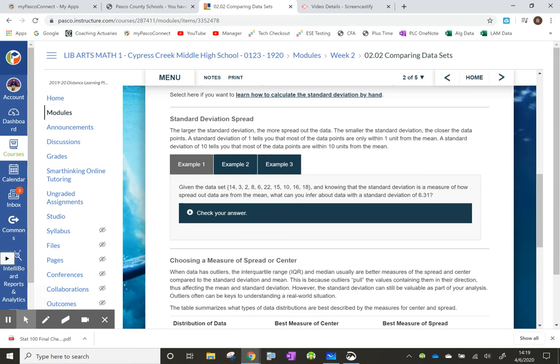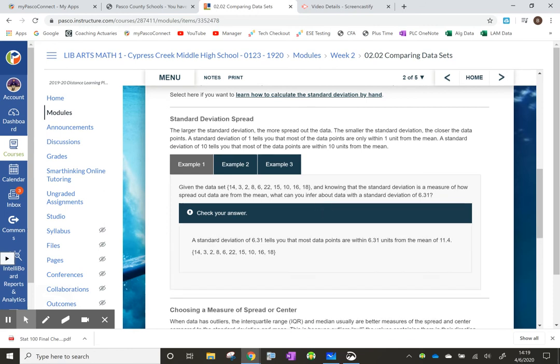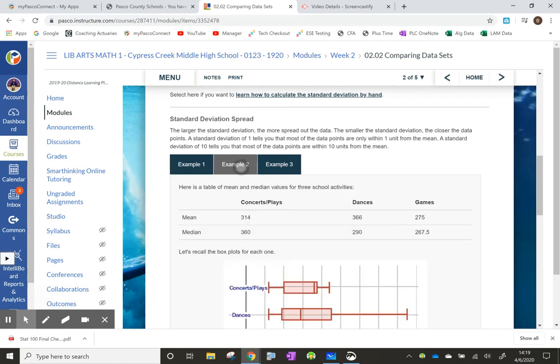So given the data set 14, 3, 2, 8, 6, 22, 15, 10, 16, and 18, and knowing that the standard deviation is a measure of how spread out the data are from the mean, what can you infer about data with a standard deviation of 6.31? So a standard deviation of 6.31 tells you that most data points are within 6.31 units from the mean, being 11.4. So that problem gave you the data and already found the mean for you. The mean of all that data was 11.4. But it then also tells you standard deviation. And standard deviation, again, tells you how spread out the data is.